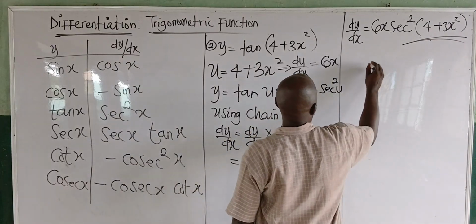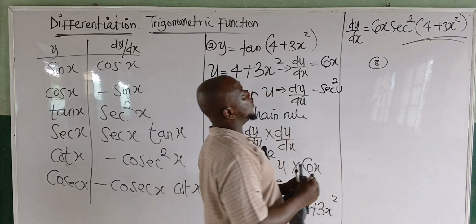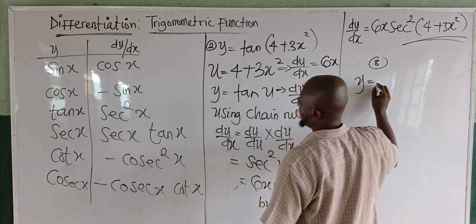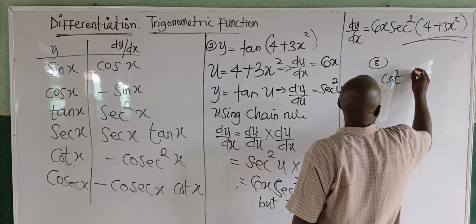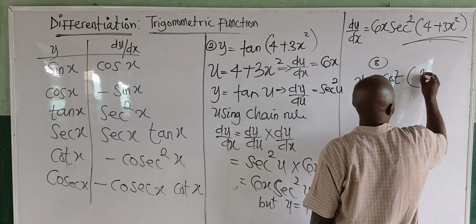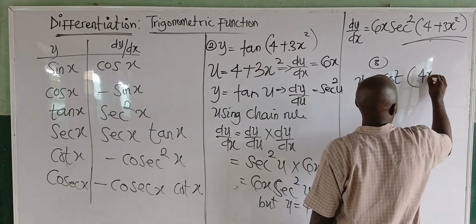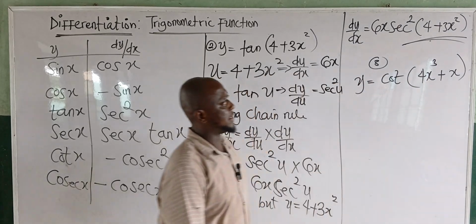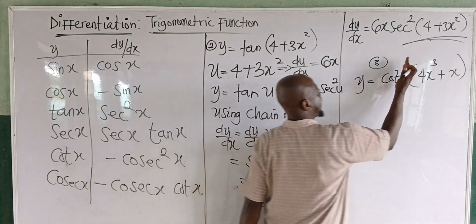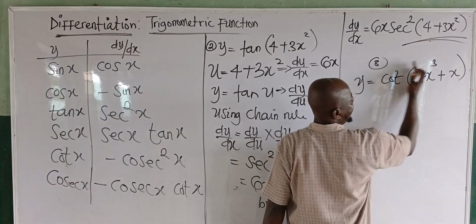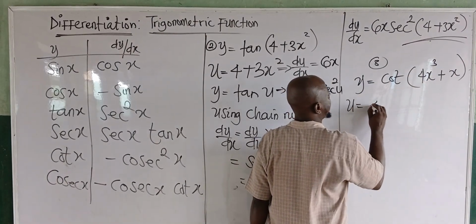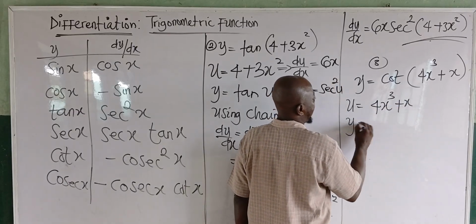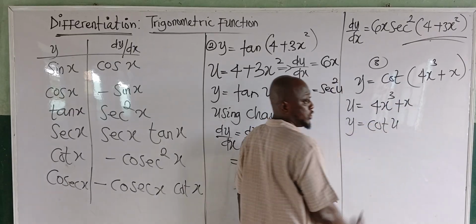So number 3 here, we are asked to differentiate cot into bracket 4x cubed plus x. We want to differentiate this. So what do we know going forward? Everything here at the front of this trig function is u. So we say let my u be 4x cubed plus x, and as well let y be cot u. That's what we just said now.